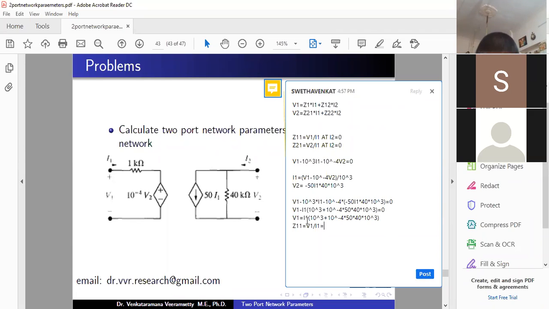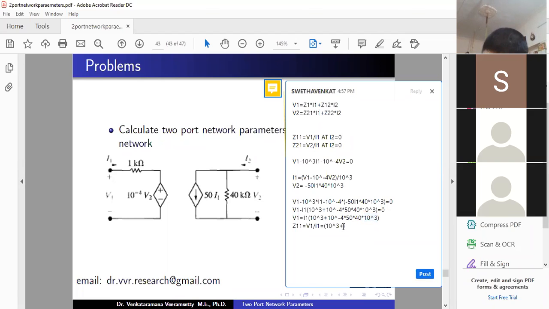I1 I have moved to the left hand side of the equality sign. So V1 by I1 equals, what is remaining here? That is 10 power 3 plus 10 power minus 4 and 10 power 3. So 10 power minus 4 into 10 power 3 will be 10 power minus 1. 10 power minus 1 means 1 by 10. So 1 by 10 into 50 into 40. 50 multiplied with 40 divided by 10. Can I write like this? Is it okay?